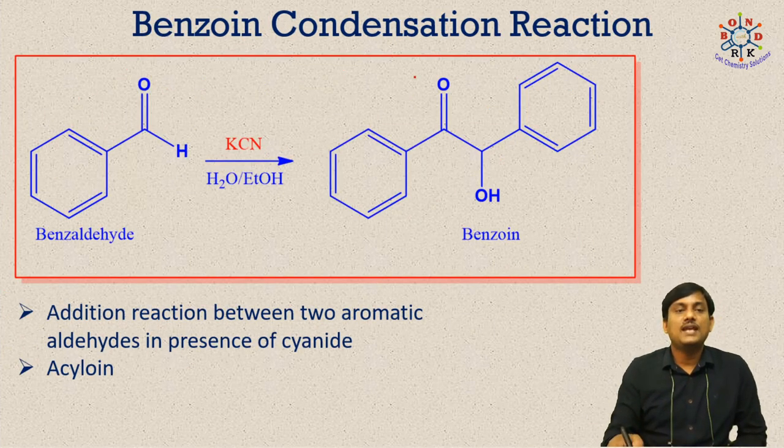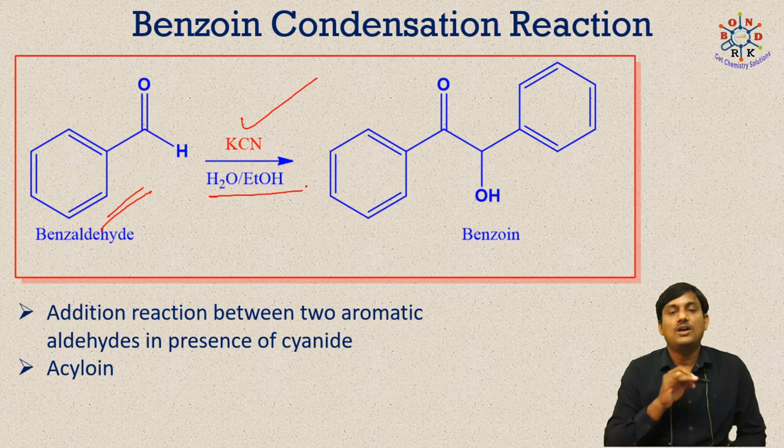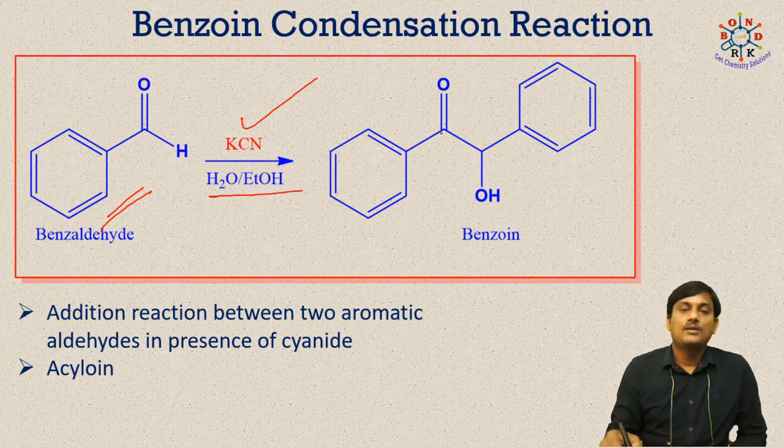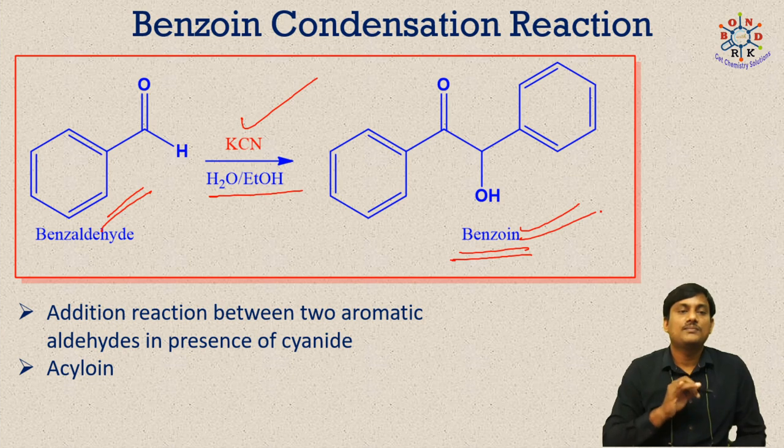Benzoin condensation reaction is a condensation reaction of aromatic aldehyde in the presence of potassium cyanide dissolved in water and ethyl alcohol. There is a formation of alpha hydroxy ketone. This one is called benzoin or acyloin.